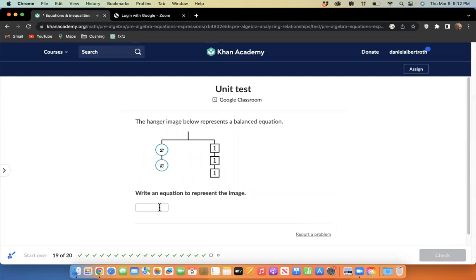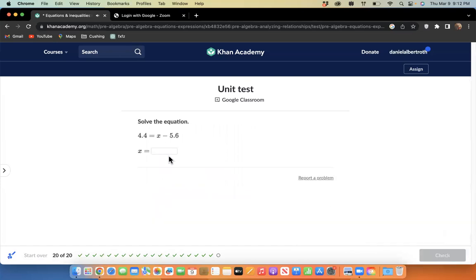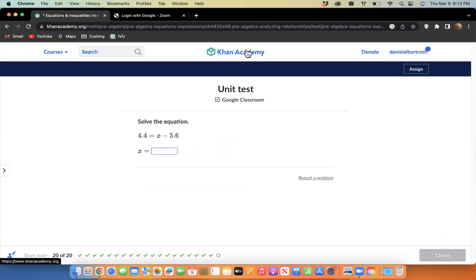The hanger image below creates a balanced equation. So I could say x plus x equals 3, but I could also say 2x equals 3 because there's 2 of them, and I think that will work. Very nice. This one here, I'm solving for x. So I know that x minus 5.6 equals 4.4. So if I'm solving for x, I'm going to add 5.6 to both sides. So x is going to be 4.4 plus 5.6, which is 10. So it should be 10.